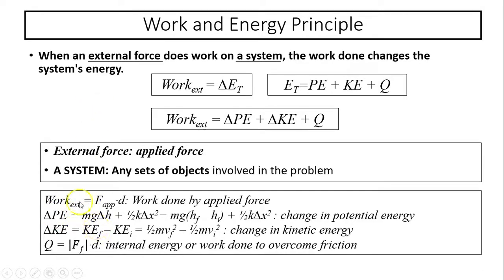So let's take a look at these equations again. What is the work done by external force? That is applied force times distance. Delta PE is the change in potential energy, which is mg times change in height plus 1/2 k times the change in elongation squared. Delta KE is the change in kinetic energy, which equals 1/2 m vf squared minus 1/2 m vi squared. Q is internal energy. Internal energy is the work done to overcome friction.